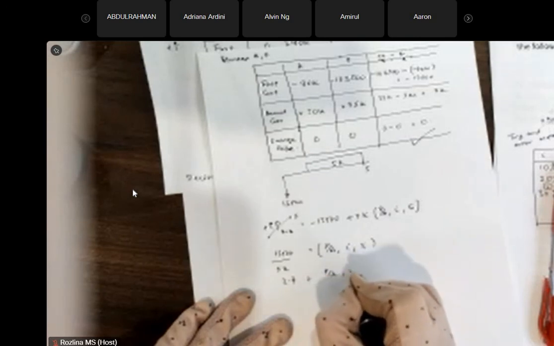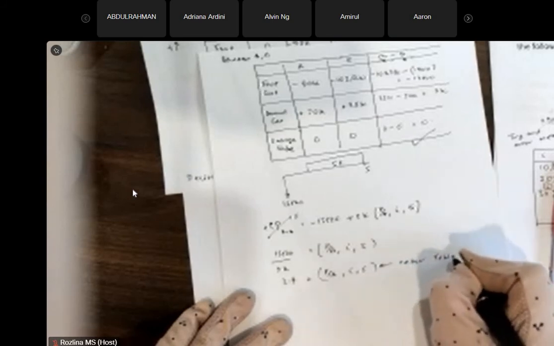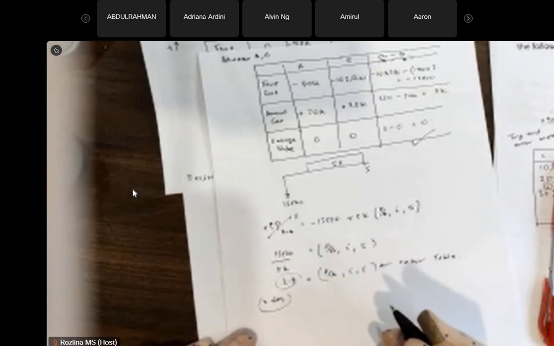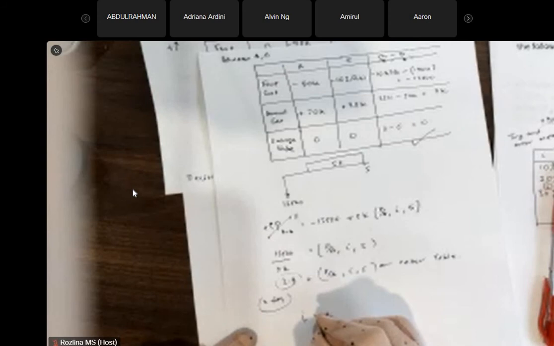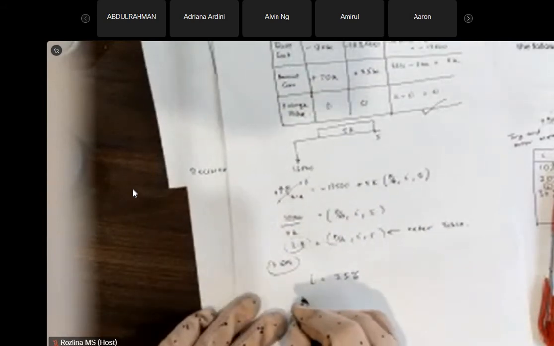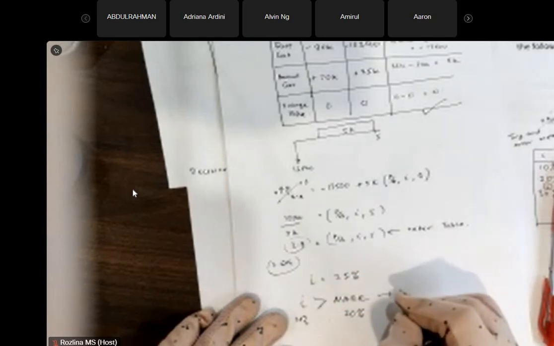P over A, I, 5. When you refer to the table, you can see the table value of 2.689. So that means when you refer to this, I is equal to 25%. I is 25%. Compare I with MARR. MARR is 20, I is 25. So that means it is more than. And so what is your decision?